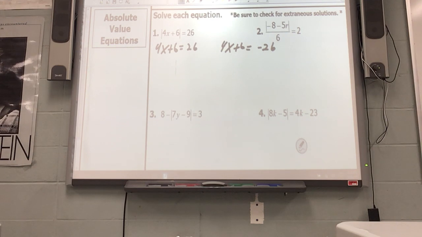So now we have two-step middle school equations to solve. Step 1, subtract 6 from both sides. If I do something that doesn't make sense, I want you to let me know.